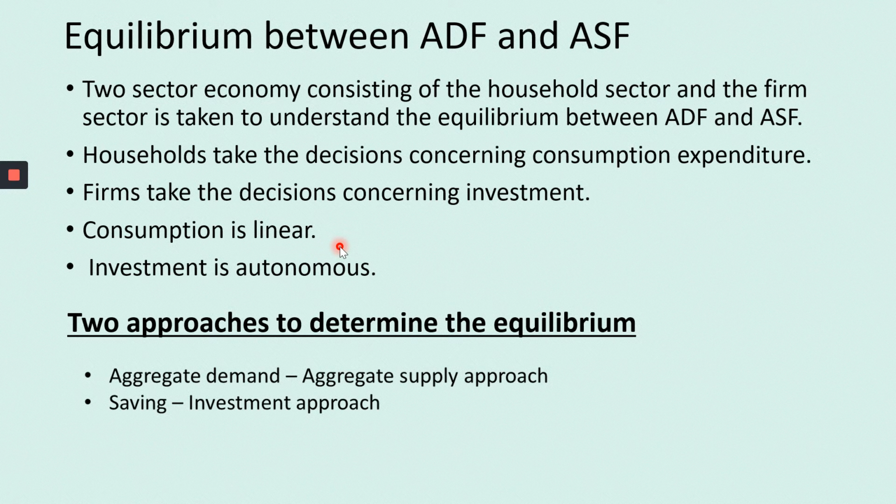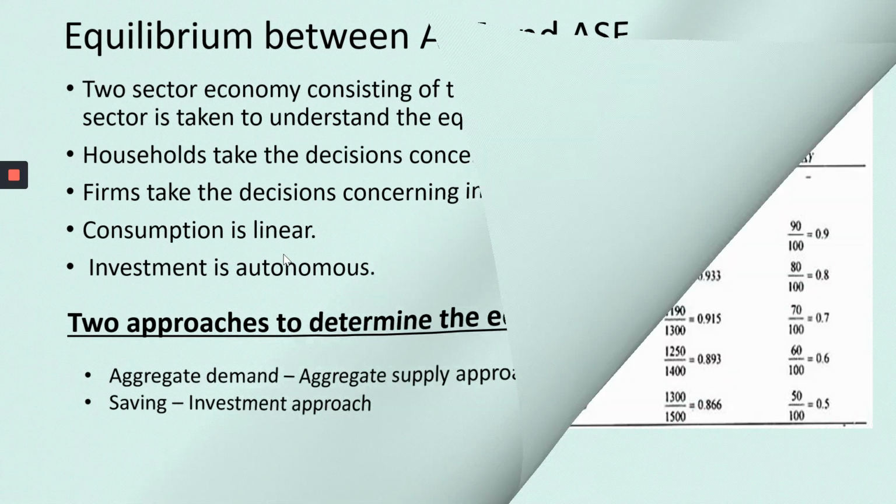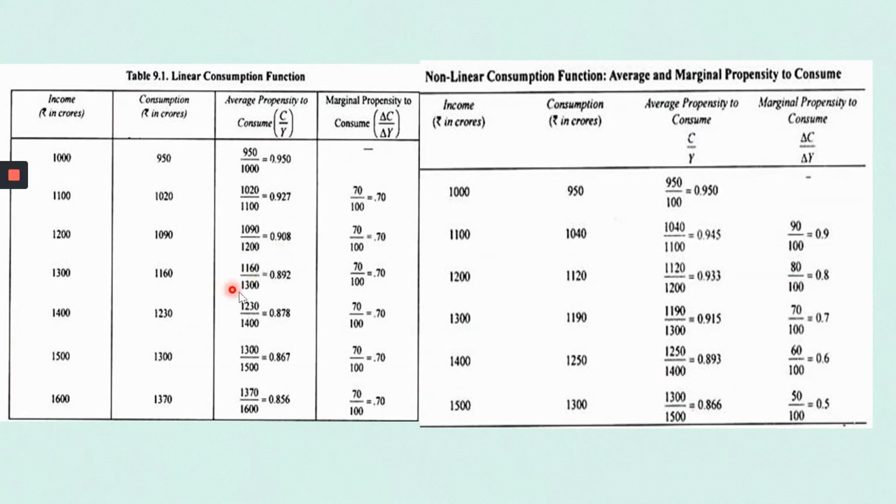We will be learning about the marginal propensity to consume and the average propensity to consume in the next chapter. But before that, I just want to give a brief introduction about this. Consumption is linear. It is not there in your textbook. You won't find this in your textbook. This is just for you to understand it better.